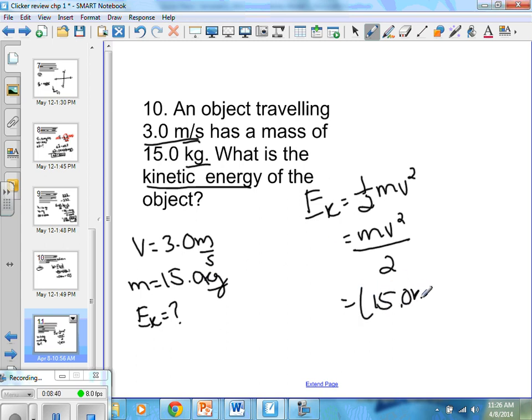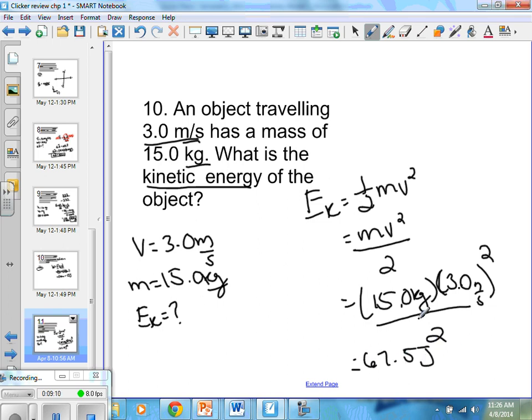Sub it in, 15 kg times 3 meters per second, the 3 is squared, all over 2. So when we simplify this, make sure you're only squaring the 3 meters per second. So it's 15 times 3 squared, and then divide that by 2. We get 67.5 joules. I only want 2 sig digs. So this should be 68 joules.